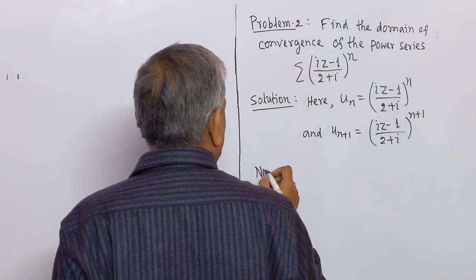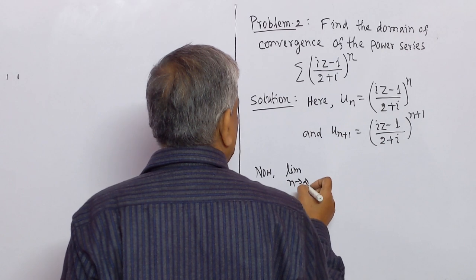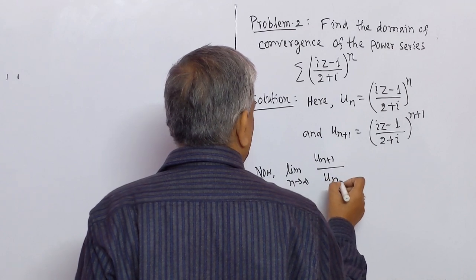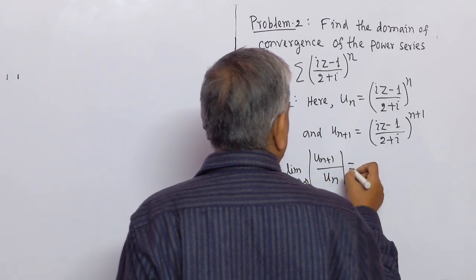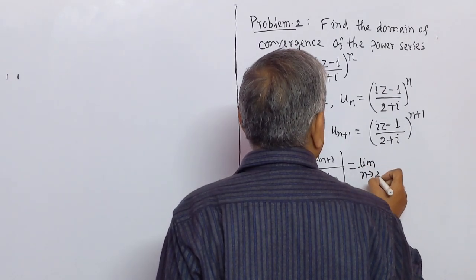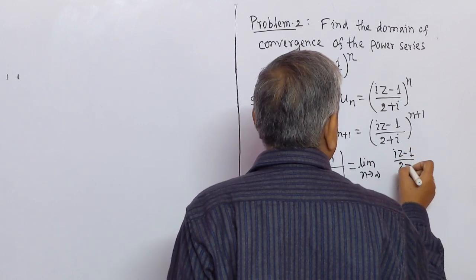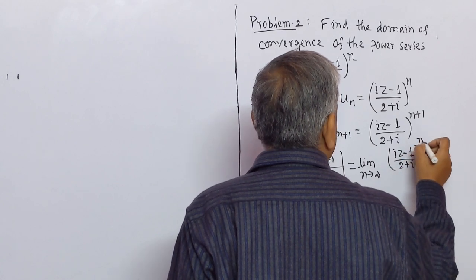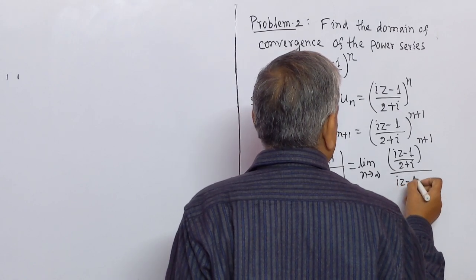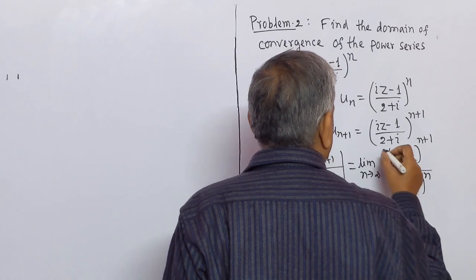Now limit n tends to infinity modulus of u_(n+1) by u_n equals limit n tends to infinity modulus of [i(z - 1) / (2 + i)]^(n+1) divided by [i(z - 1) / (2 + i)]^n.